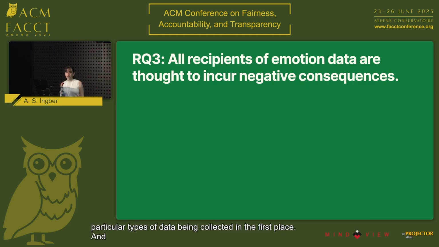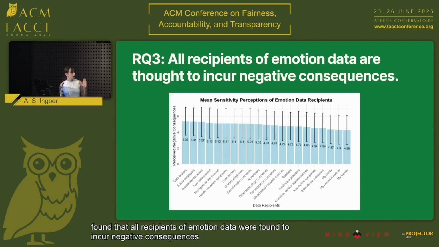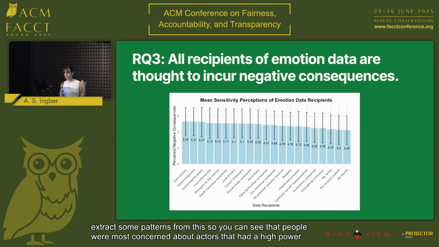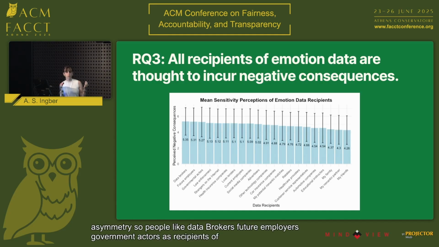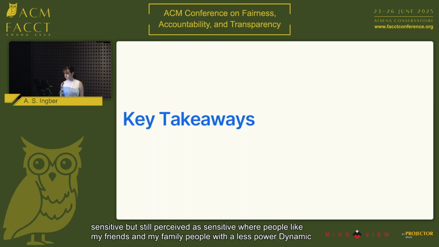And finally, answering our third research question, we found that all recipients of emotion data were found to incur negative consequences. And so again, you see that the means out of 7 were relatively high, but we were able to extract some patterns from this. So you can see that people were most concerned about actors that had a high power asymmetry. So people like data brokers, future employers, government actors as recipients of emotion data were perceived as the most sensitive. And then the least sensitive, but still perceived as sensitive, were people like my friends and my family, people with a less power dynamic to others.